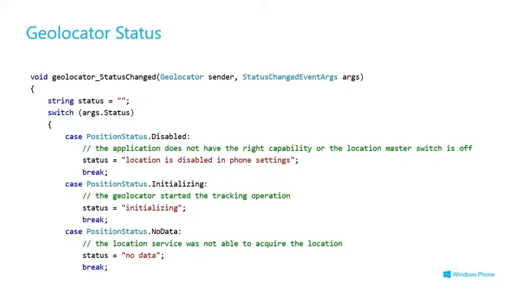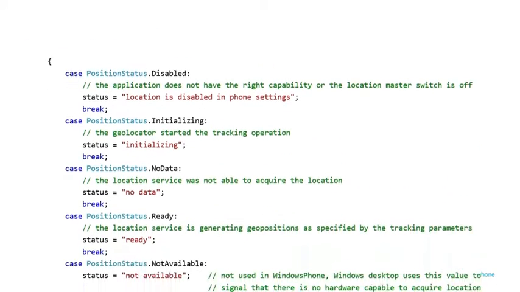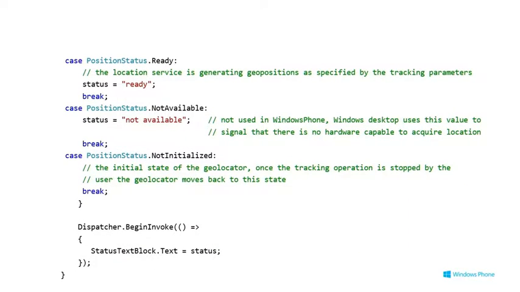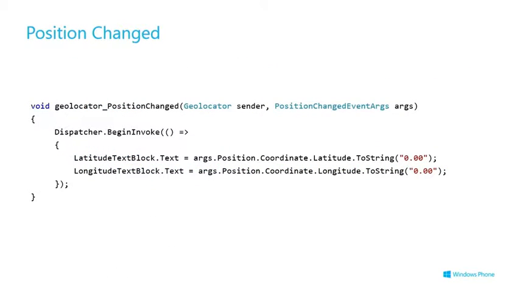This is the status changed event handler. If you get position status disabled out of that, again, that's another indication that the user has disabled location in the phone settings. Otherwise, you'll get these other events firing as the GPS hardware or the geolocator starts the tracking operation. And when it's ready, it will start generating geopositions, and you'll start getting position changed events. This is what the position changed event handler will look like. Very simple. It just fires, and you get a new position changed event args object, and you can pull out of that your new position. Pretty simple stuff. So the next demo does just that.